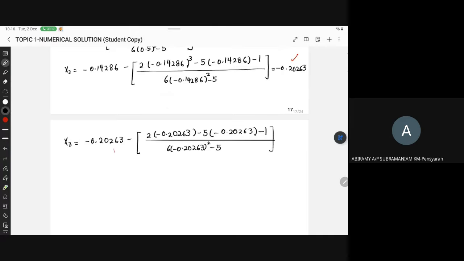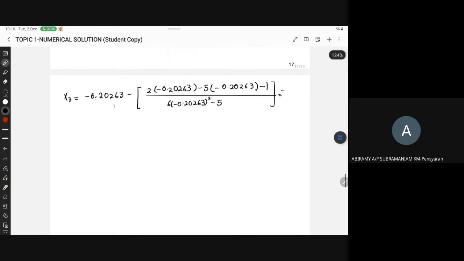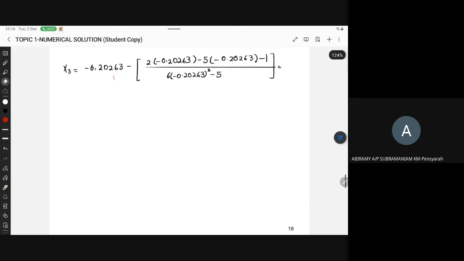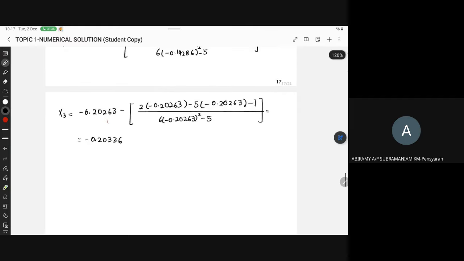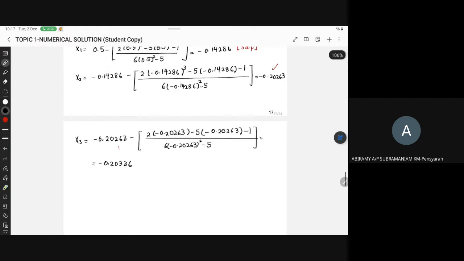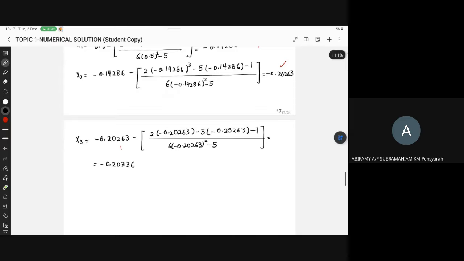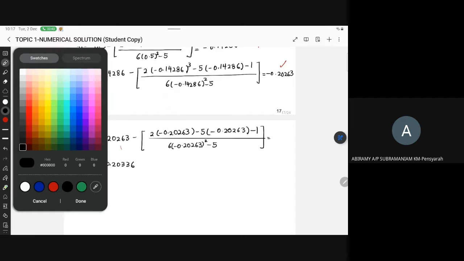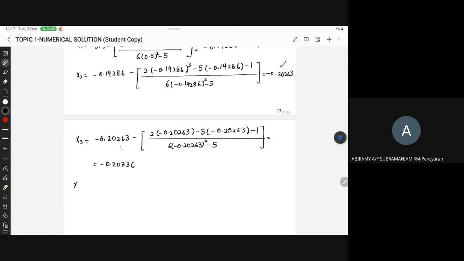Okay, now let's look at the answer here. For x3 we are getting negative 0.20336. Note that for x2 and x3 we are still not getting the same value. So we have to continue with the iteration to x4.